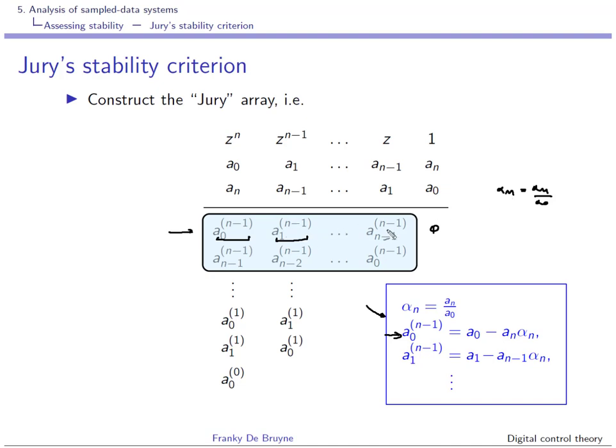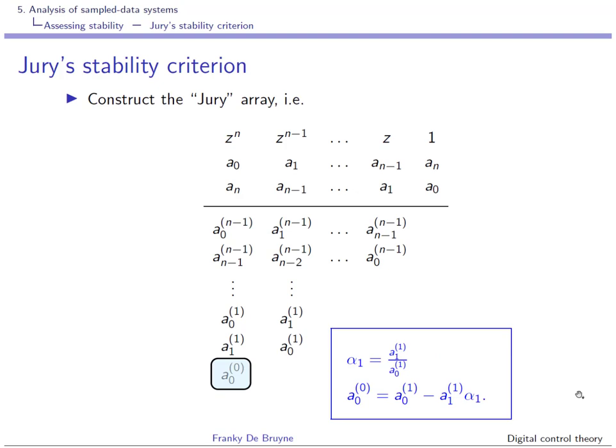And you continue, and you will see here that you would have to construct the element here as an minus a0 times alpha n, and this will produce a0 over here. So you obtain the sequence, you revert it, and you write it down below. Well, you keep on doing this until at the end you're left with only two elements, right? And you continue this procedure.